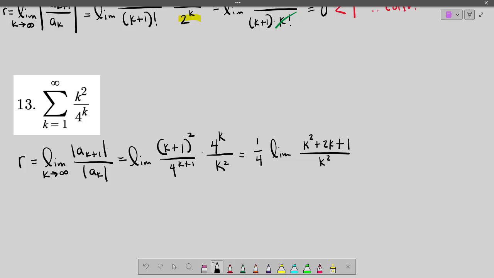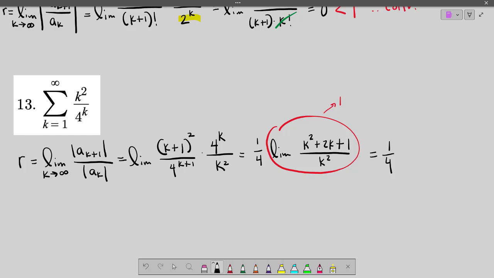And what is the limit of this part here? It's just that. What's that going to go to? To what? 1. Polynomials with the same power, the limit is the ratio of coefficients. Or you could divide everything by k squared. If you divide everything by k squared, these two guys would go to 0 and you'd have a 1 and a 1. So however you think about it. Or you could use L'Hopital's rule. So the overall limit is 1/4.